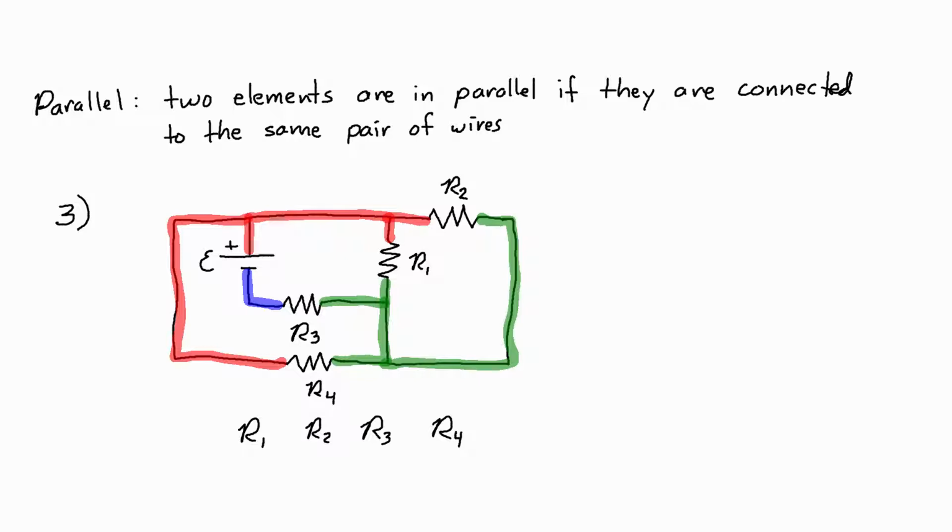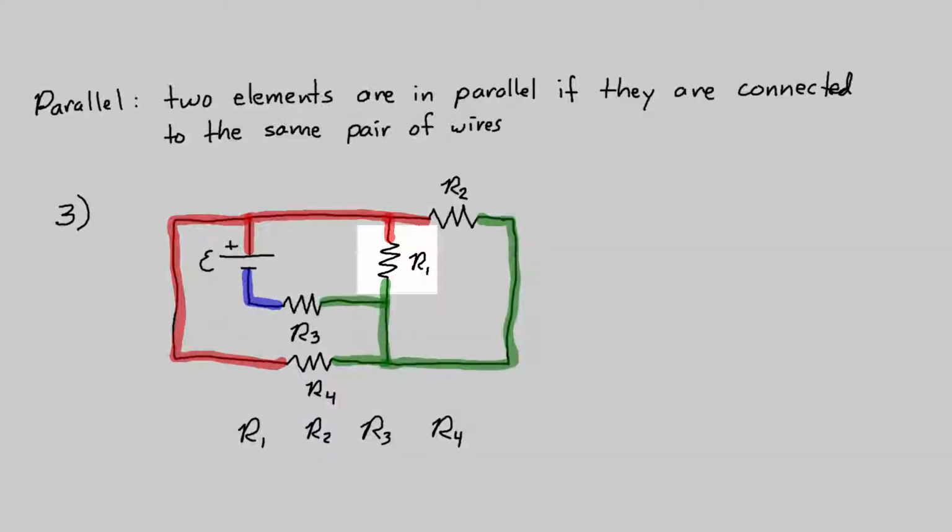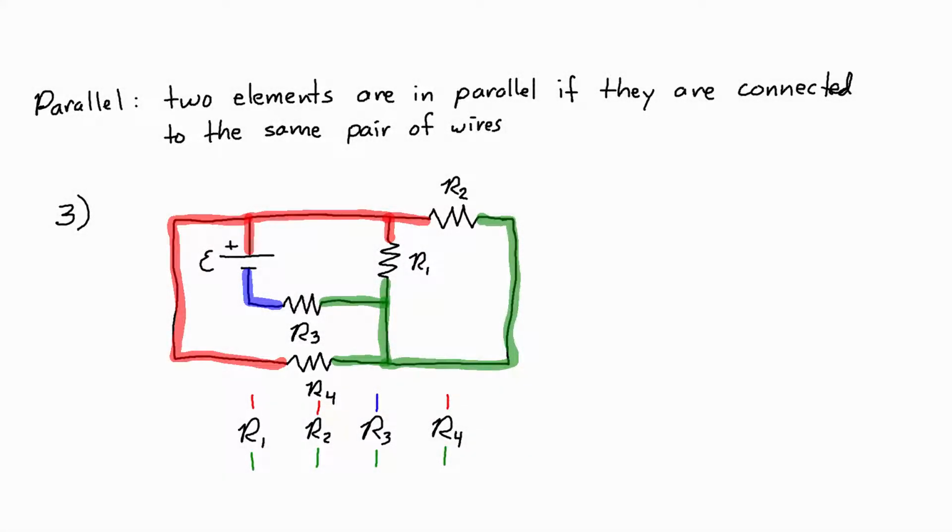And let's see. R1 has a red wire and a green wire. R2 has a red wire and a green wire. R3 has a blue wire and a green wire. And R4 has a red wire and a green wire. So in this case, R1, R2, and R4 are in parallel.